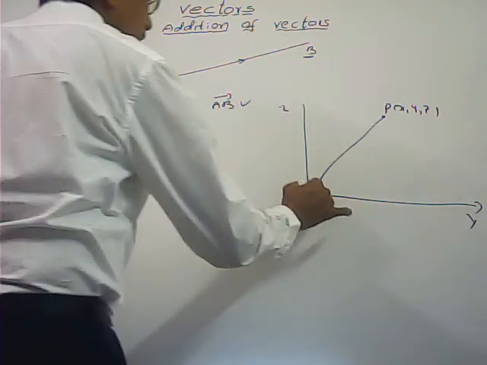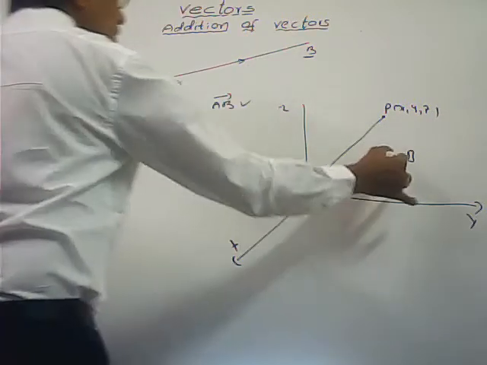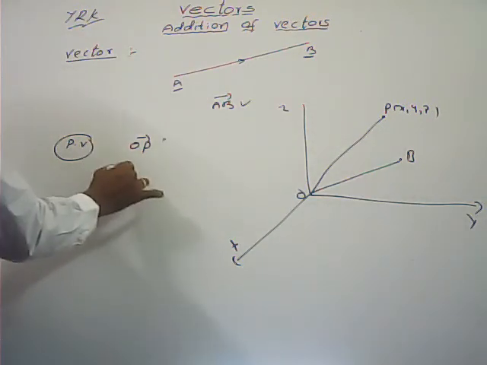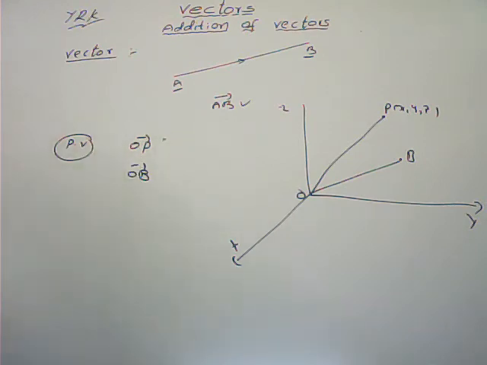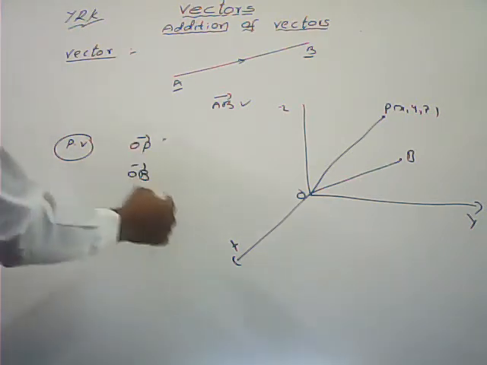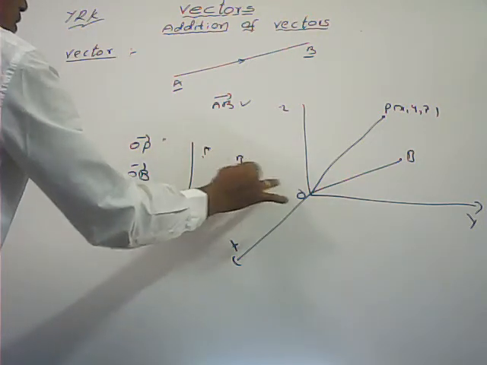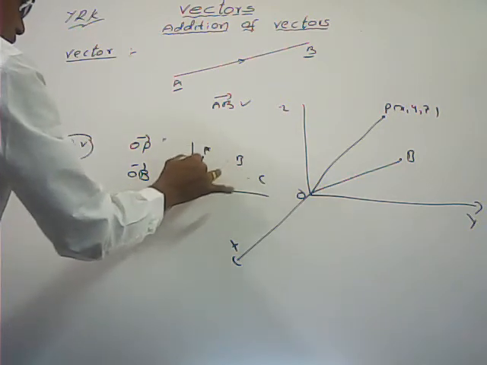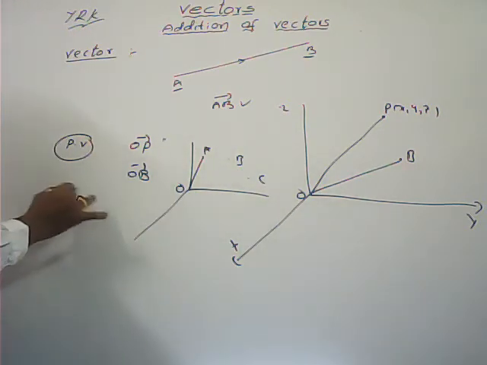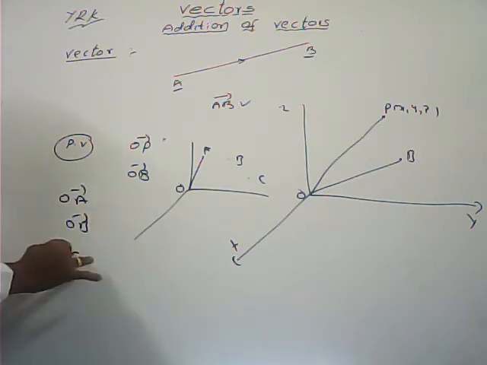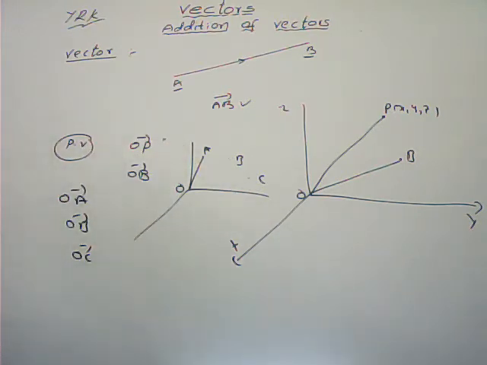Like that you can take any different points. If I take B, what is the position vector of B with respect to the origin? That is OB bar. You can take any number of points, and for every point the position with respect to the origin we can write as OP bar, OB bar, like that. For example, if I take A, B, C, the positions of the points with respect to the origin I am writing as OA bar, OB bar and OC bar.